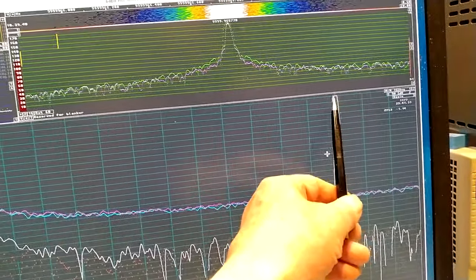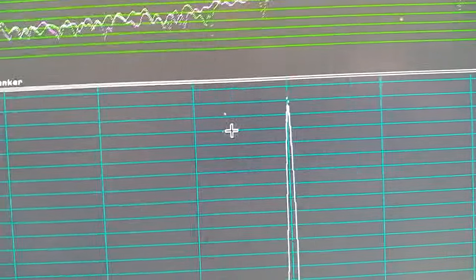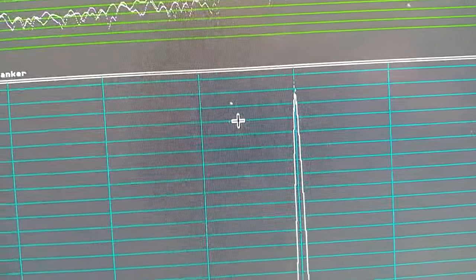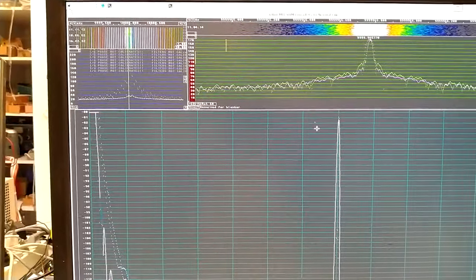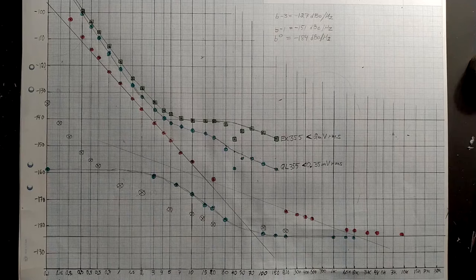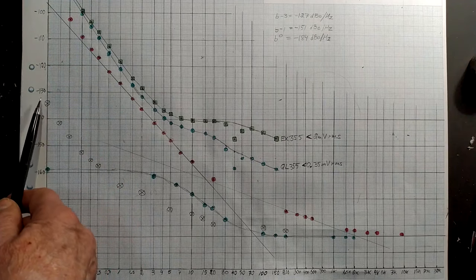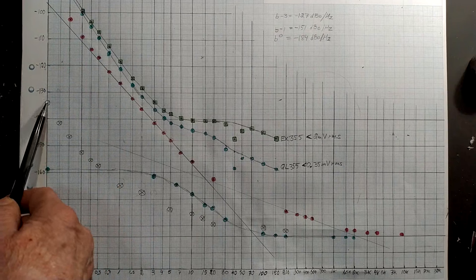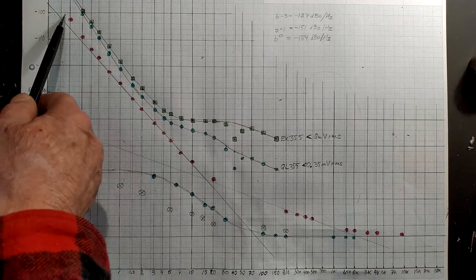And I can evaluate the peak by changing scales. The level of the 1.4 Hz signal is minus 81.3. It's quite clear that phase modulation due to noise on the power supply does not contribute at all to the measurement, the red dots here, because what I observe on the voltage when using the big capacitors are these points, and they are far below where they could have any influence.